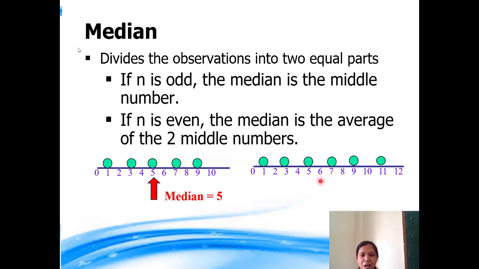Next, in the second diagram, the number of observations we have is 6, and 6 is even. So to get the median, all you have to do is identify the two middle numbers, and these two middle numbers are 5 and 7. So what is the average of 5 and 7? 5 plus 7 is equal to 12. So 12 divided by 2, because we are going to get the average, is equal to 6. Therefore, our median is equal to 6.